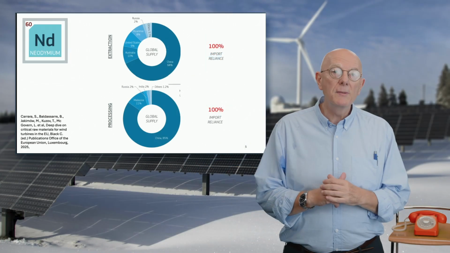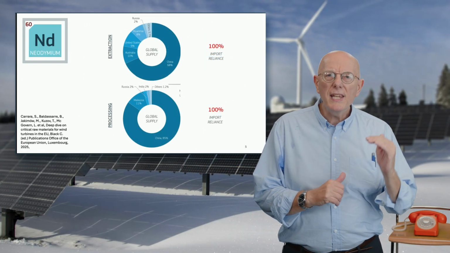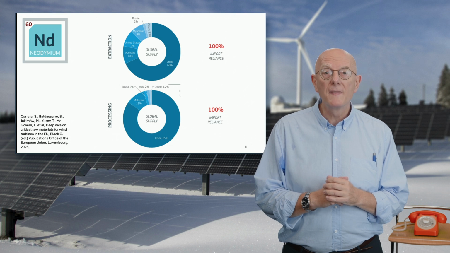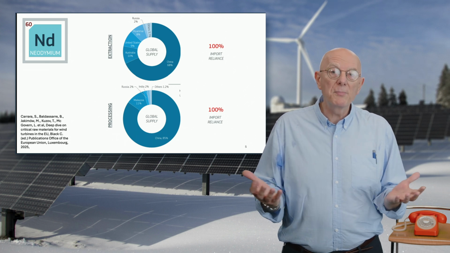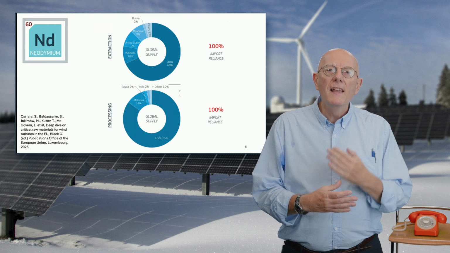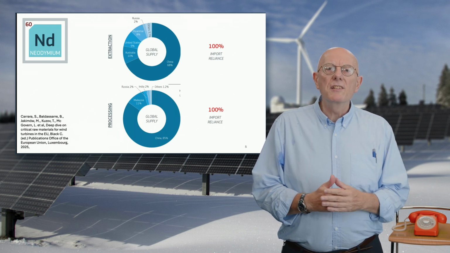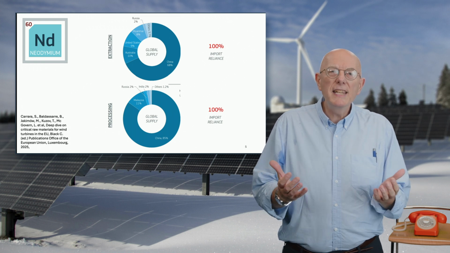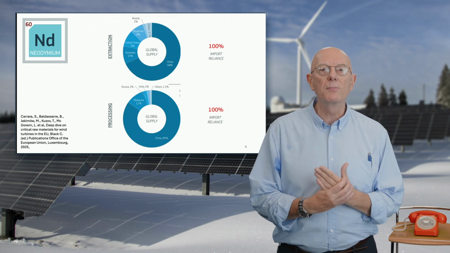A similar picture can be seen for processing, with even a higher percentage of processing being carried out in China. Again, for the EU, this represents 100% import dependence. The next step in the materials value chain is the production of magnets, where China-based companies have an even higher percentage of global supply share.